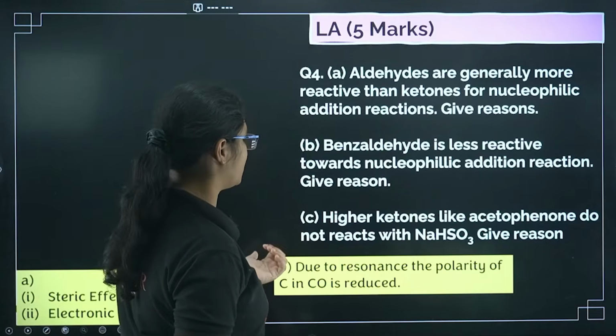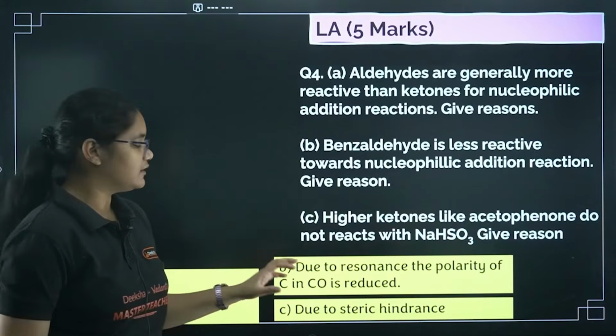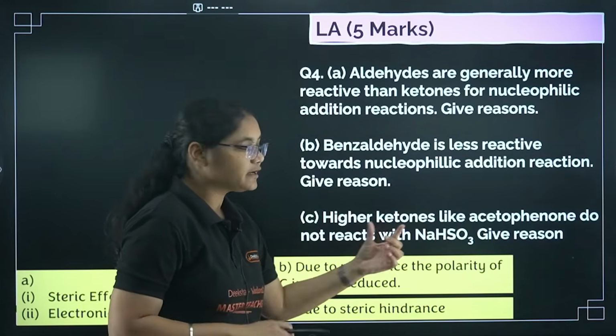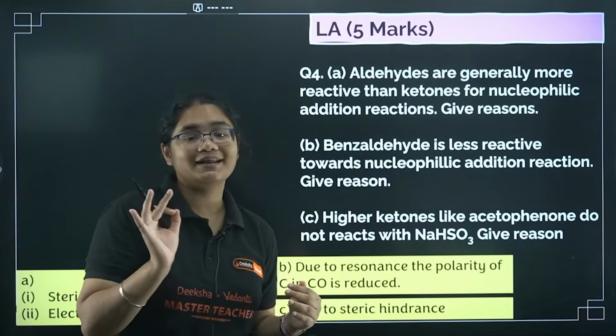Next, higher ketones like acetophenone do not react with NaHSO3. They do not react because the higher ketones have a lot of steric hindrance, so the addition reaction is reduced to a greater extent here.